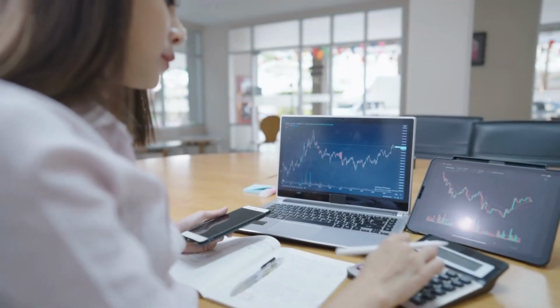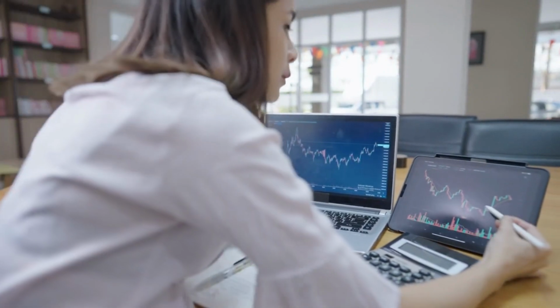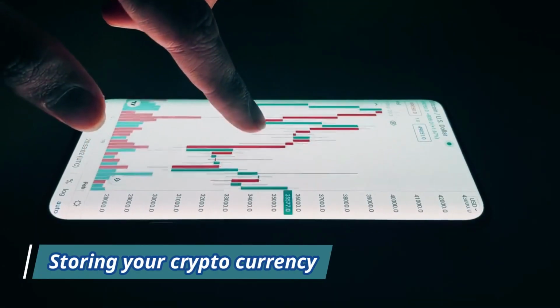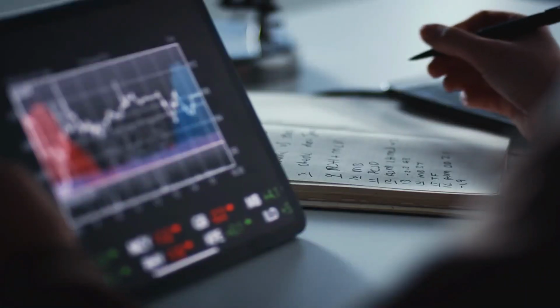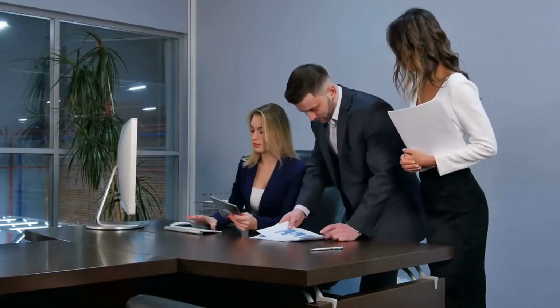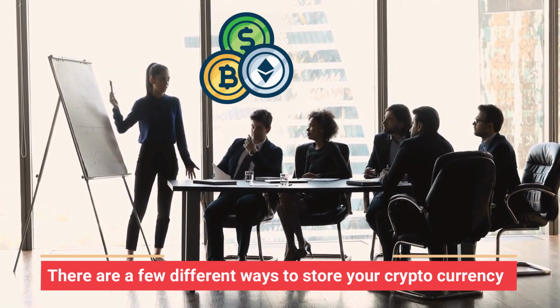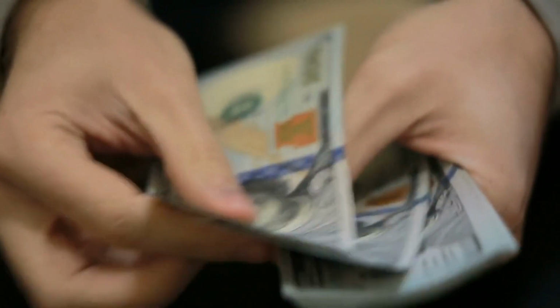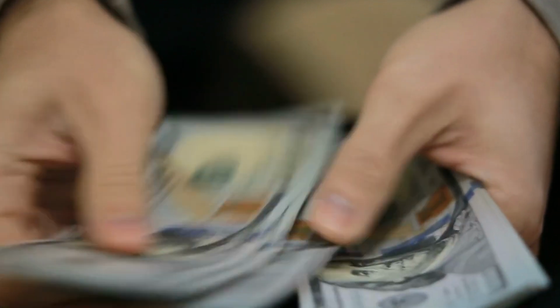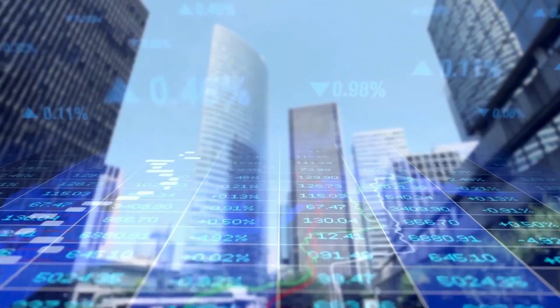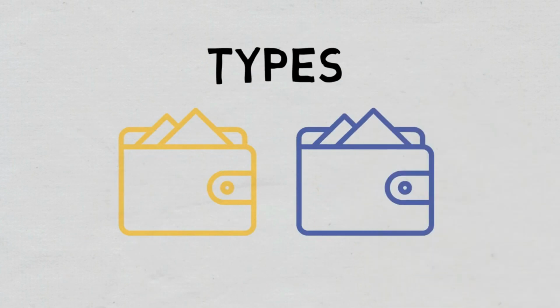Now, after we invest, where do we put this cryptocurrency? So let's talk about storing your cryptocurrency. When it comes to cryptocurrency, the most important thing to do is keep your coins or tokens safe. There are a few different ways to store your cryptocurrency, and the one that you choose depends on how much money you have and how secure you want it to be. The two categories are hot wallet or cold wallet.